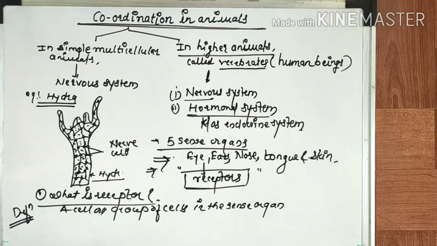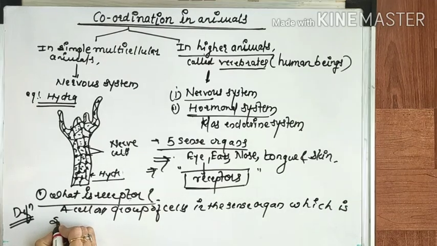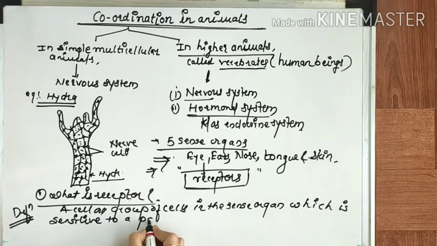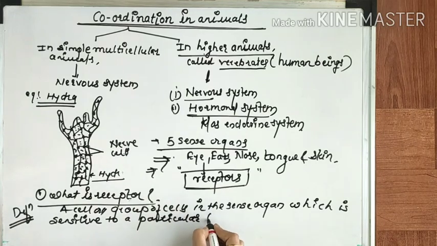So the definition of receptor is like that: a cell or a group of cells in a sense organ which is sensitive to a particular type of stimulus.